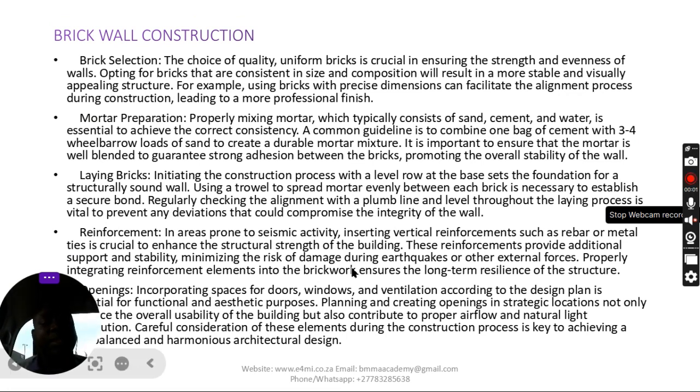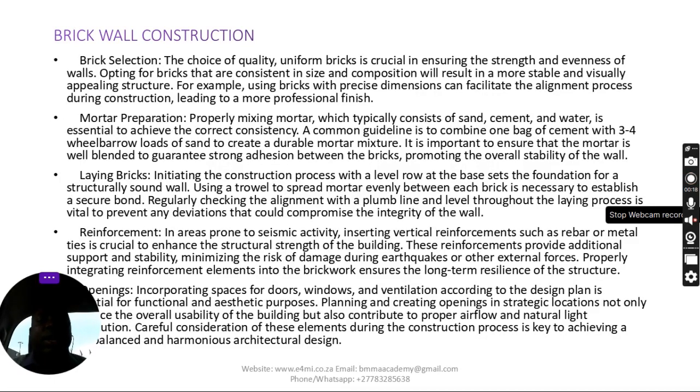This is a very important stage when it comes to building a house, because this is the actual stage that transforms raw materials into a structure that can be called a house. So the first thing is selecting the bricks.